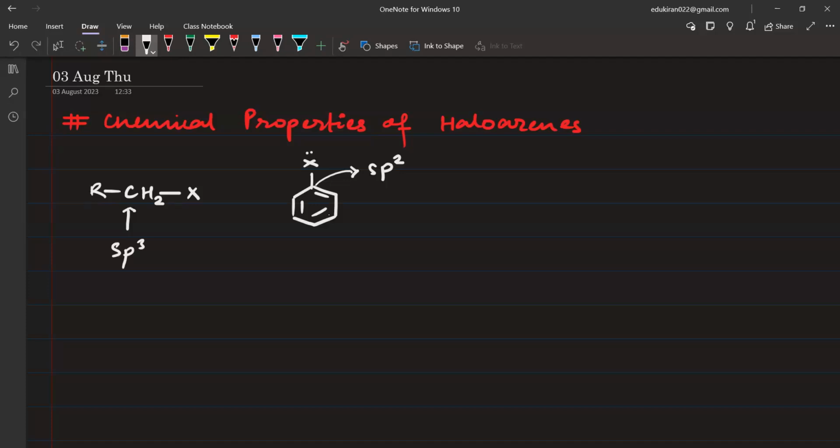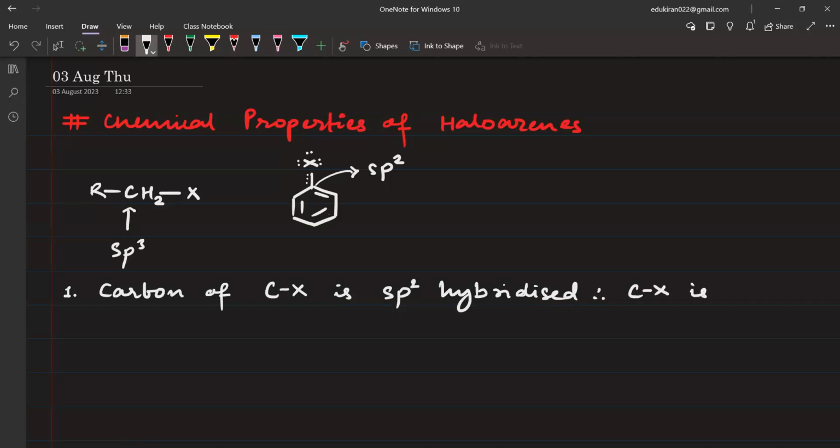Another important thing is that the halogen atom has lone pair electrons, and this shows resonance. That is why it is going to have a partial double bond character here. So there are two important things to note down while we are studying the chemical properties of haloarenes. The first point is that the carbon of the CX bond is sp2 hybridized. Therefore, the CX bond is less polar than the CX bond of haloalkane.